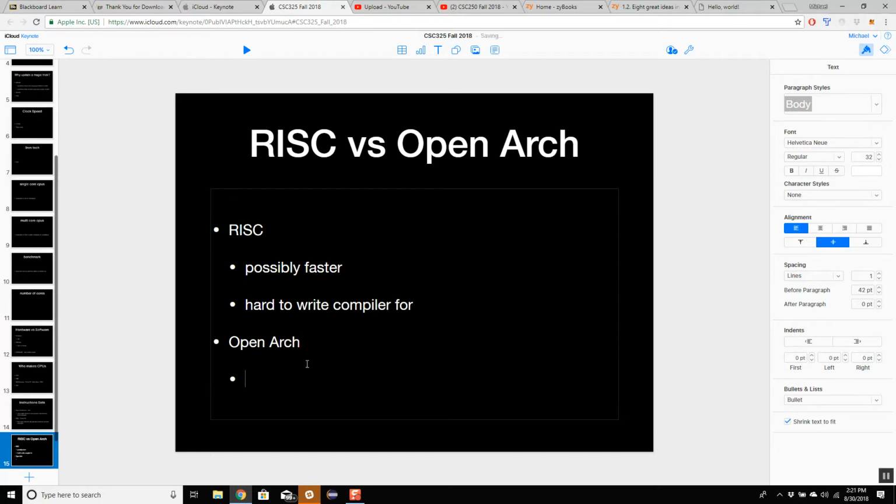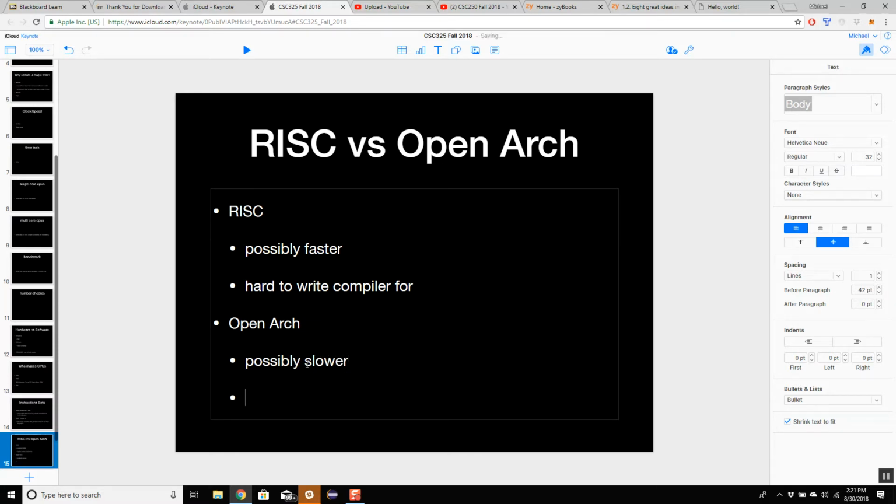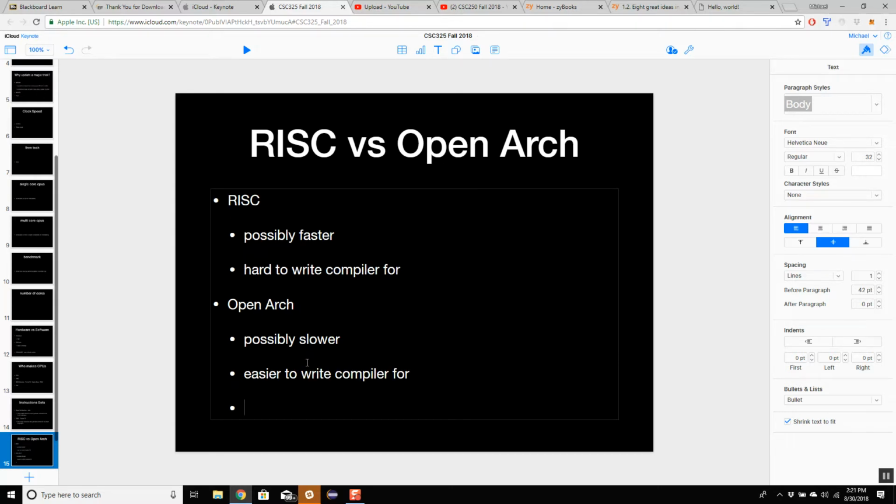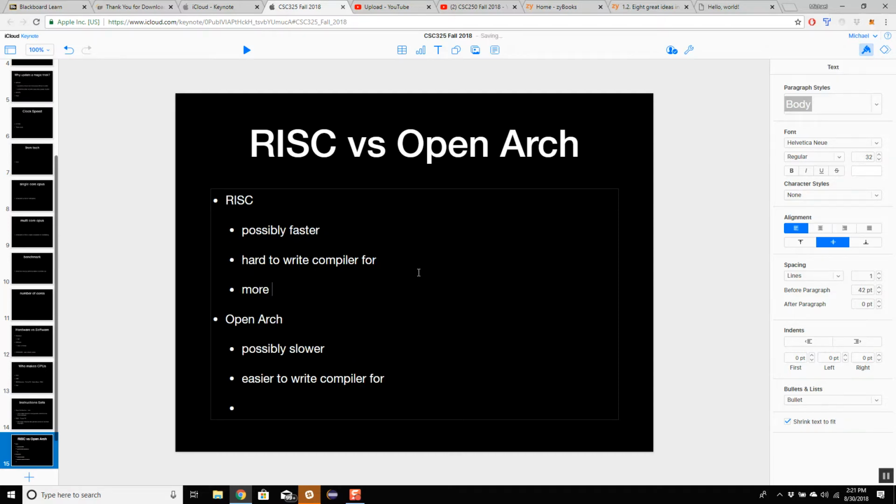Open architecture, possibly slower, easier to write a compiler. We might say for a RISC, more energy efficient; open architecture, less energy efficient.